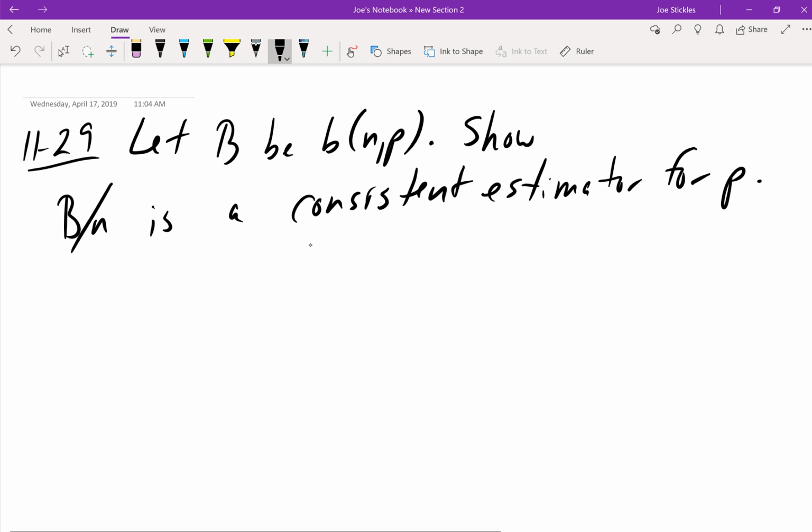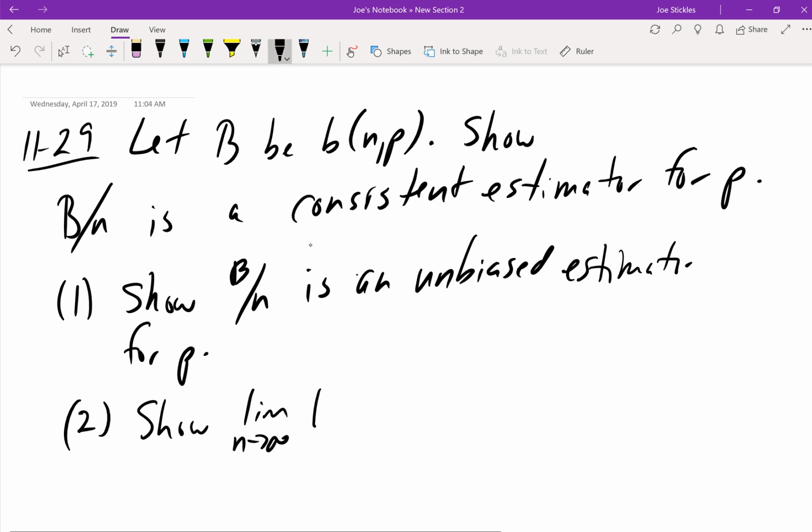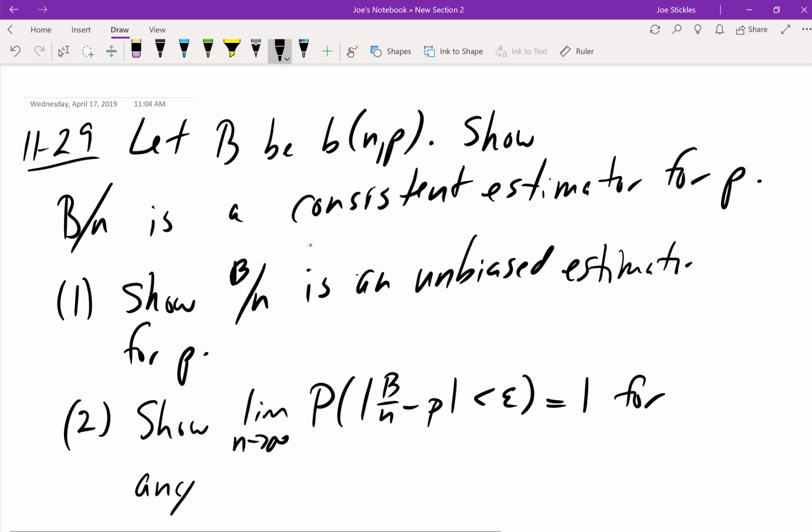So to be consistent, remember, it has to be unbiased, and basically the more trials you take, the larger the n gets, the closer and closer the estimator gets to the actual parameter. So there's two things that we need to show. One, we need to show that B over n is an unbiased estimator for P. And two, we need to show that the limit as n goes to infinity of the probability that the absolute value of B over n minus P is less than epsilon is equal to 1 for any epsilon greater than 0.